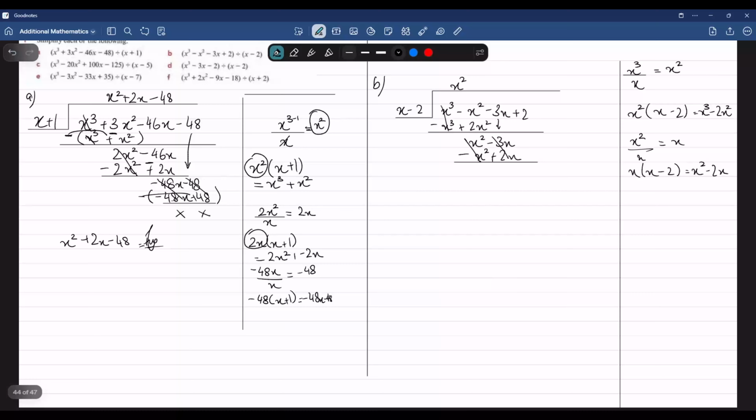Negative 3 plus 2 is going to give us negative x plus 2. Again, negative x divided by x is going to give us 1. In fact, negative 1, sorry. The negative 1 multiplied by x minus 2 is going to give us negative x plus 2.